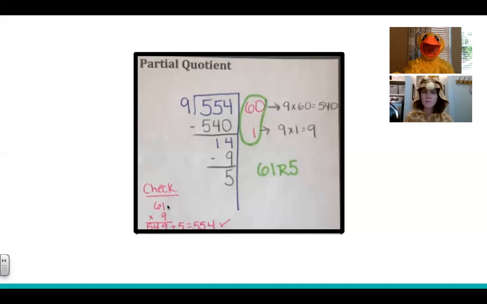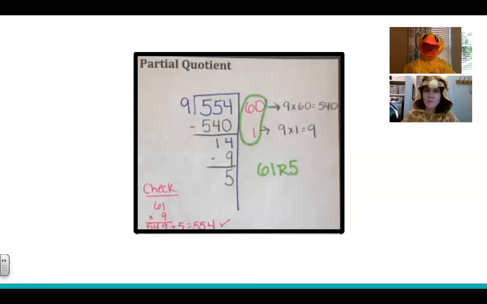And then again, I can check down here, 61 times 9 plus the 5 that I had as the remainder to get 554. So you're just pulling out those groups of 10 until you chip away at that number and get it as low as you can get it.